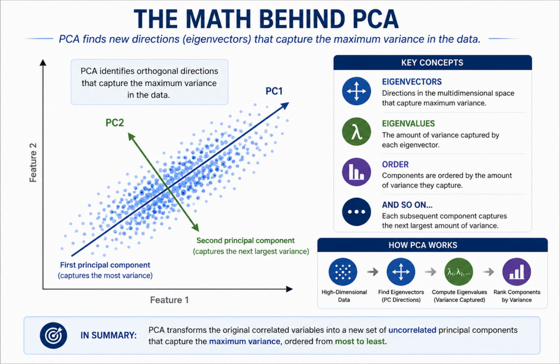Appendix 1. The math behind PCA. For those interested in the mathematics, PCA identifies new directions in the data that capture the maximum amount of variance. These directions are called principal components. Mathematically, they are derived from eigenvectors. The amount of information captured by each component is represented by its eigenvalue. The first principal component captures the most variance. The second captures the next largest amount, and so on. The result is a new set of uncorrelated dimensions that summarize the original data more efficiently.